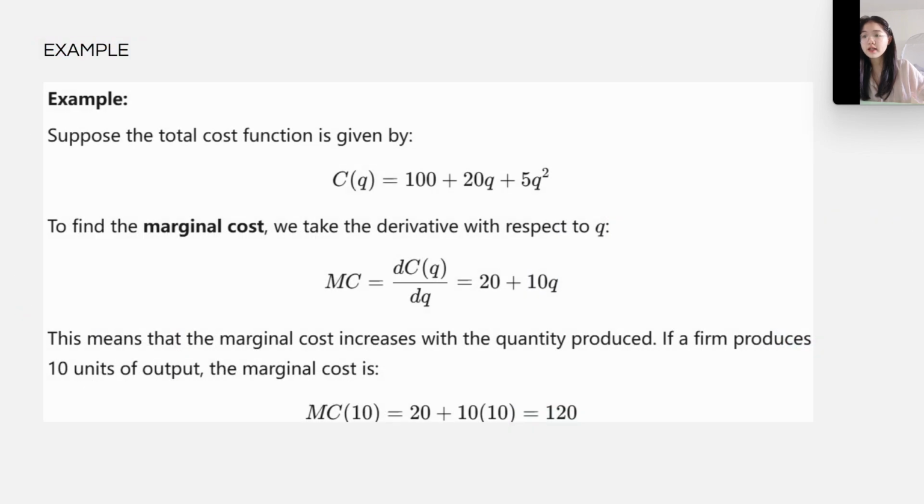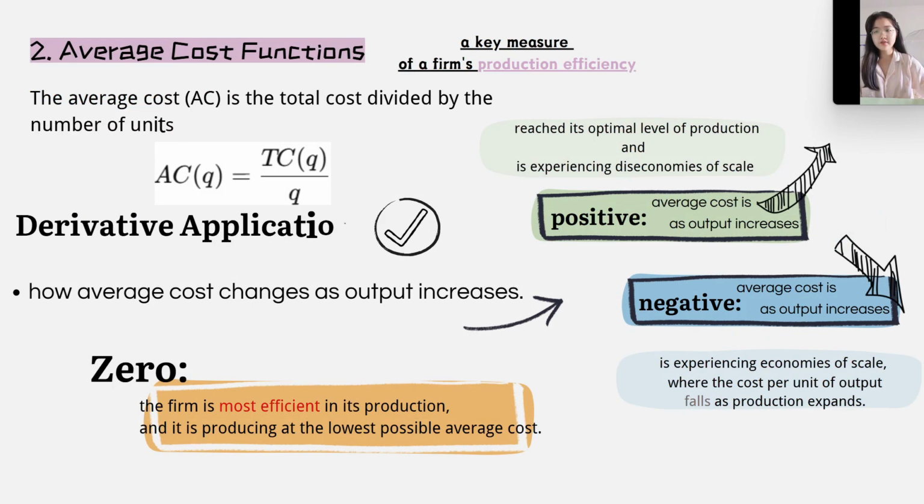Then let's see an example. Suppose the total cost function is given by C(Q) equals 100 plus 20Q plus 5Q squared. To find the marginal cost, we take the derivative with respect to Q. MC equals dC(Q) divided by dQ equals 20 plus 10Q. This means that the marginal cost increases with the quantity produced. If a firm produces 10 units of output, the marginal cost is MC equals 20 plus 10 times 10 equals 120. Then, let's see the average cost function.